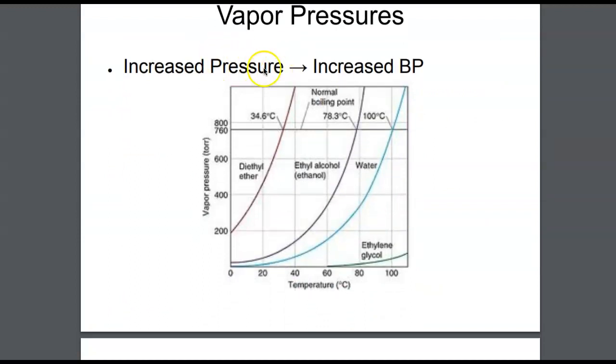So here we can see increased pressures increasing the boiling point. So on this graph here, as the pressure increases, the temperature also increases. That's why we see a positive slope on this particular graph here.